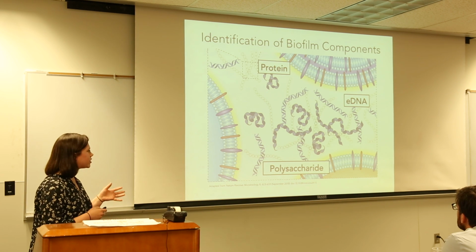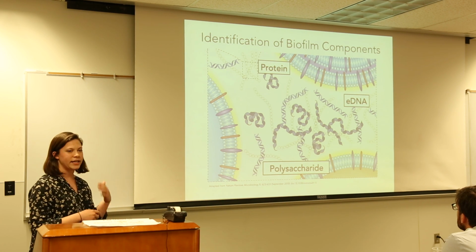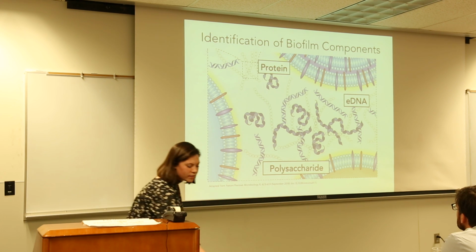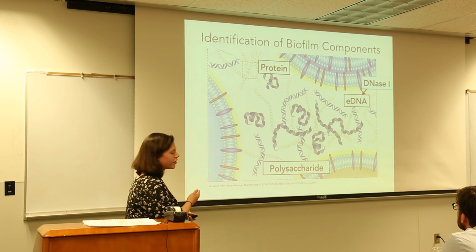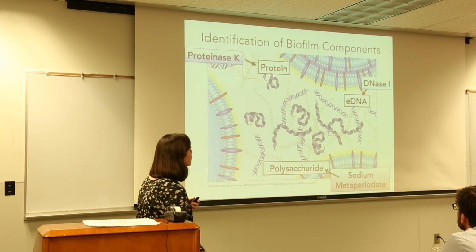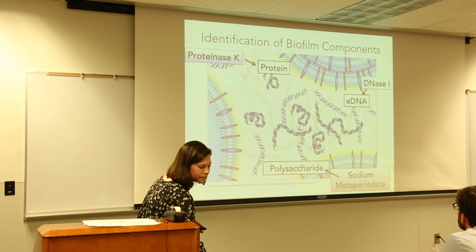So our strategy for determining which of these was making up the majority of the biofilm matrix was to systematically degrade each of them and then see which one conferred the biggest change in biomass. We did this by using DNase to degrade the extracellular DNA, proteinase K to degrade the protein, and then sodium metaperiodate that opens saccharide rings to degrade the carbohydrate component.